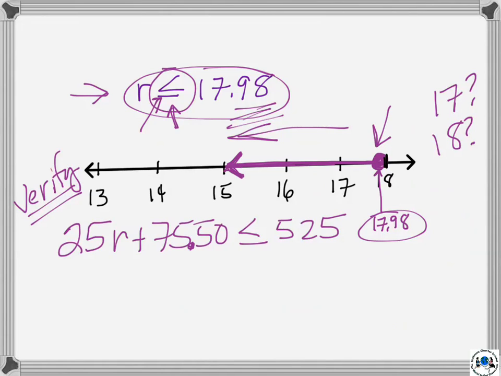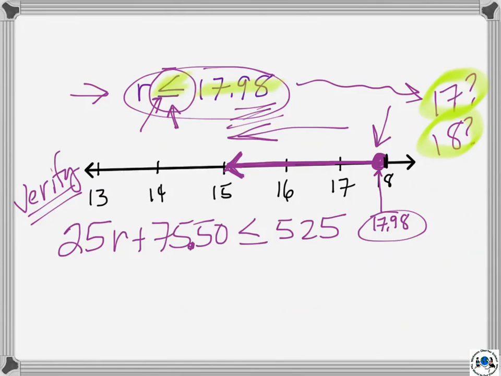And in terms of verifying this answer and deciding which of these is our correct choice, 17 or 18, I think some of you will know that already, because R needed to be less than or equal to 17.98, and that would hint to the fact that 17 would be the correct answer. And you'd be correct. But let me just go ahead and show you this verification process. And again, this is something we've done quite a bit.